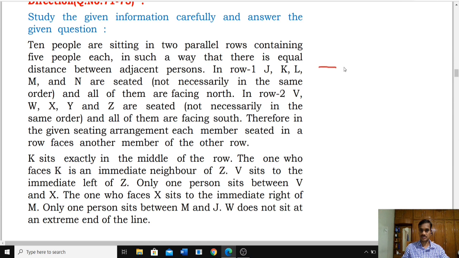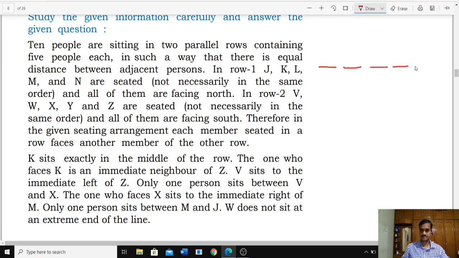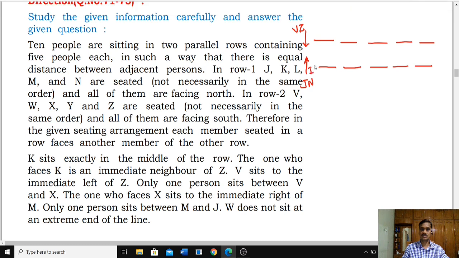Now this is row 1 and this is row 2. How many persons are there in this row 1? 5 persons are there in this row 1. J K E L M, and these are the persons in row 2. And who are the persons in row 2? V W X Y Z are the persons in row 2. Now this is row 1 and this is row 2.